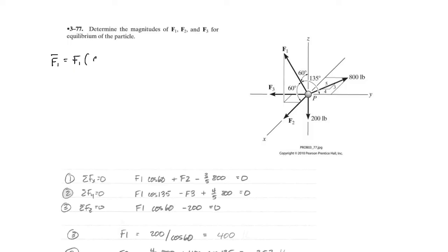So I'm going to say that it's going to be cosine of 60 I plus cos 135 J plus cos 60 K. There's a perfectly good Cartesian description. Let's try F2. Magnitude is unknown, but it is only in the I direction, and you can see that it goes only in this direction, so all I have to do is just put 1 in the I direction, and that's all there is.